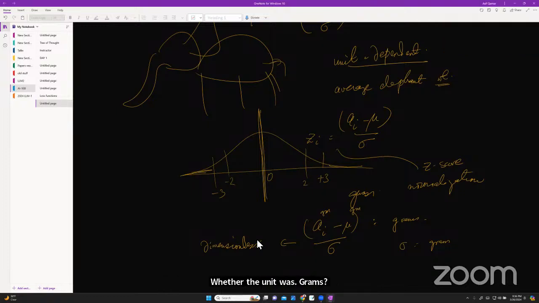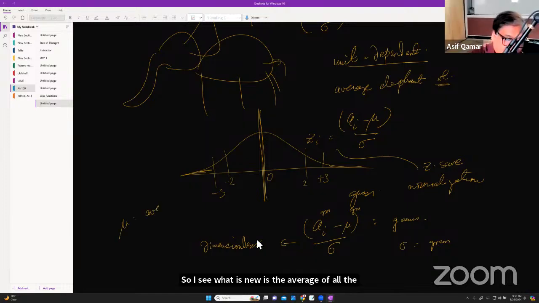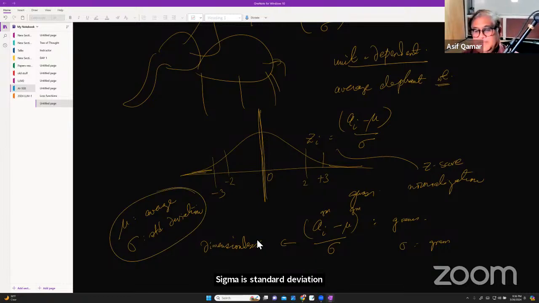So Asif, what is mu? Mu is the average of all the weights. Mu is average. Okay. Sigma is standard deviation. Does this make sense, guys?